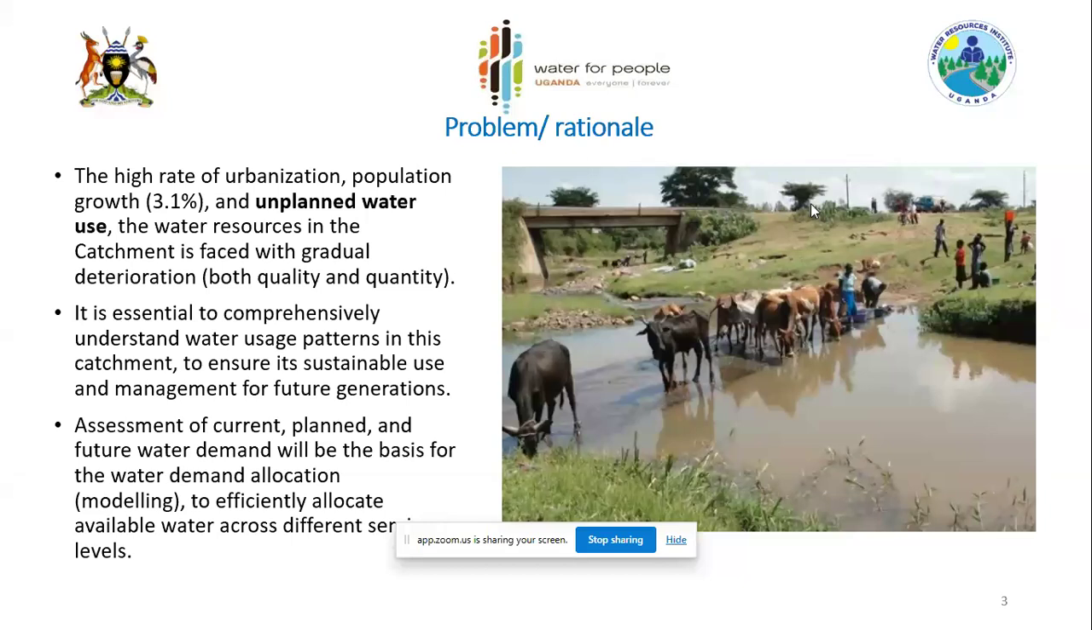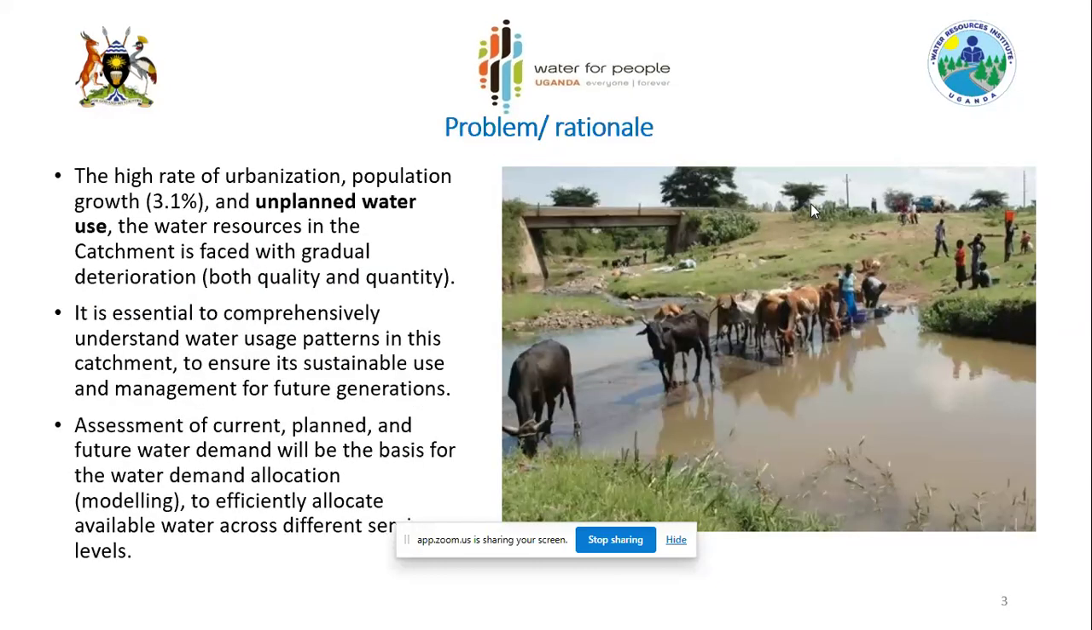And so this study is very essential for us to study the water quality, the water usage patterns, for us to be able to ensure that we can sustainably manage the water resource for future generations. So this study was the basis, or was the feeding information for the water demand allocation, which was done through modeling, Mike Hydro, and this was helping us to allocate the water resources across the different service levels.